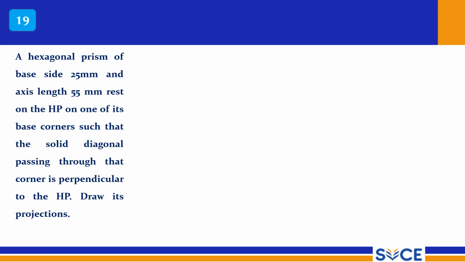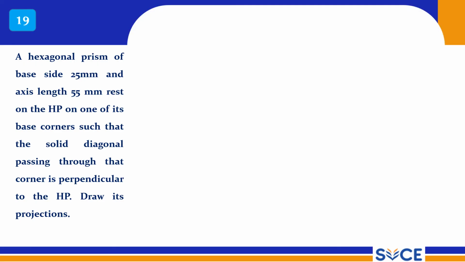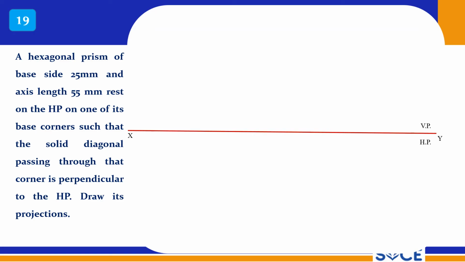And the 19th one. A hexagonal prism of base side 25 mm and axis length 55 mm rests on HP on one of its base corners. It is also a corner resting problem. It is also a prism, right? The diagonal passing through the corner is perpendicular to HP. Like we did in the cube problem, the diagonal is perpendicular to HP.